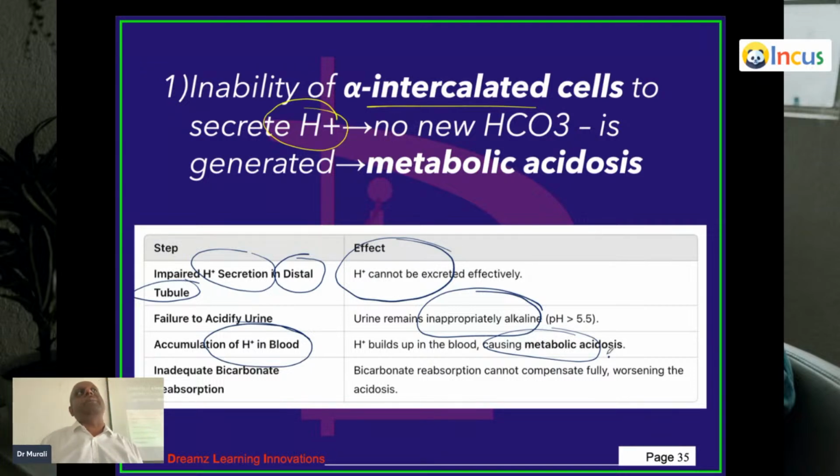The proximal convoluted tubule normally reabsorbs more bicarb to try to compensate for it. But if the amount of acid collection is beyond the compensatory bicarb reabsorption in the proximal convoluted tubule, that leads to development of acidosis.